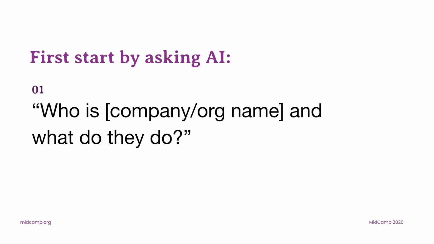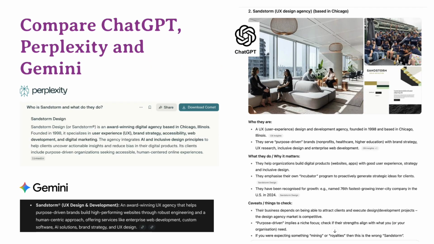I would also do, for our business in particular, who is Sandstorm Design, because that's what our URL is and it's what people have known us for in the past, just to see what's going on from a brand perspective. So do you want to know what happened? Okay, let's look. So we compared ChatGPT, Perplexity, and Gemini. This was a few months ago. We need to redo it again.